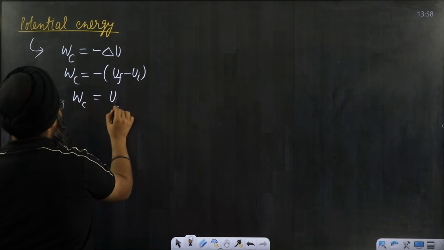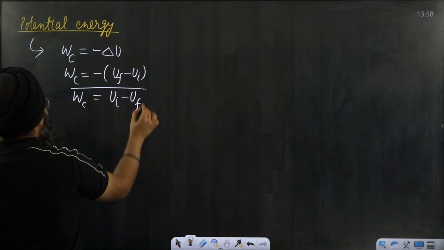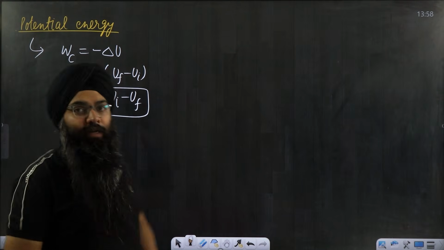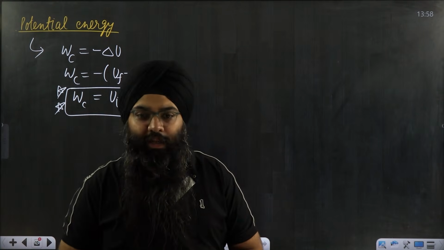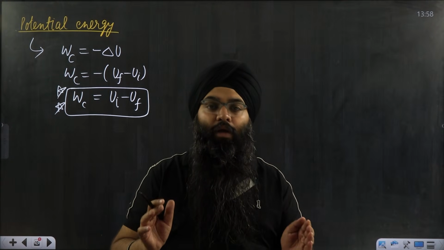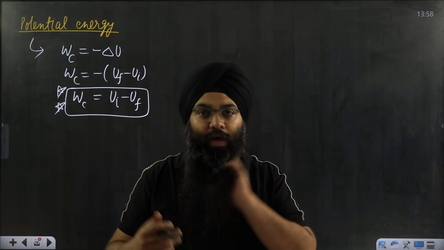It will be U initial minus U final. Always remember, this is the one and only definition of potential energy. Basically, what is potential energy? Potential energy is an energy possessed by a system in which conservative forces do work.